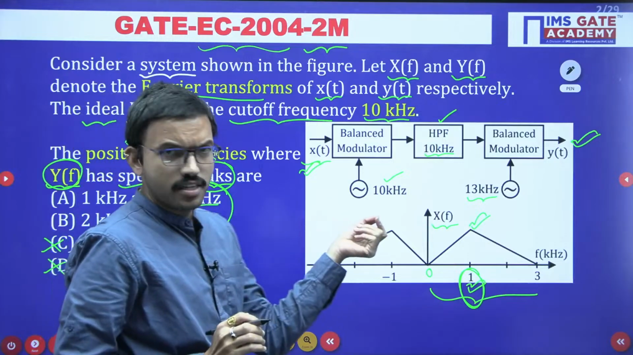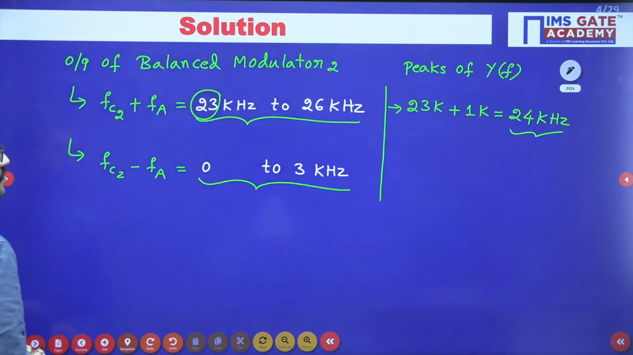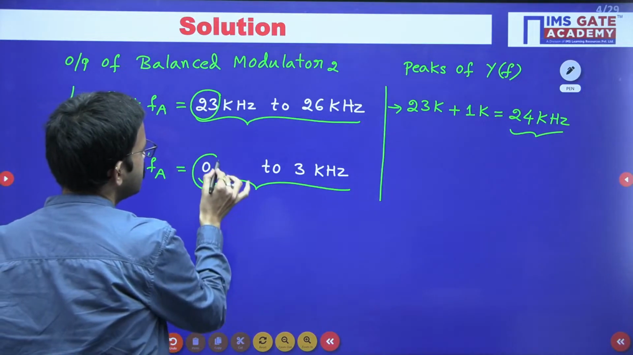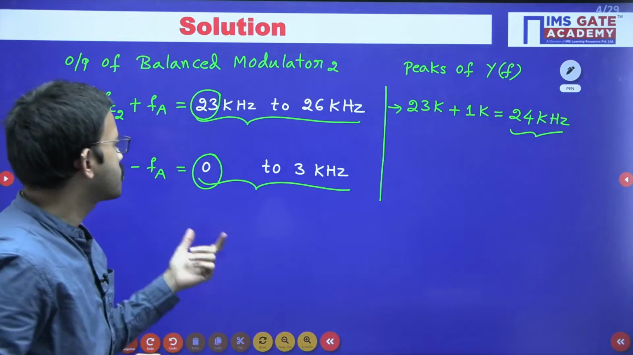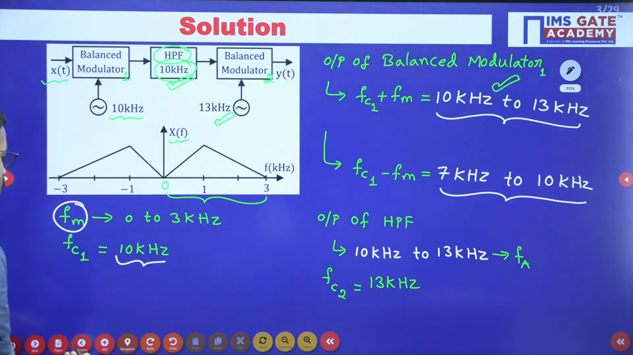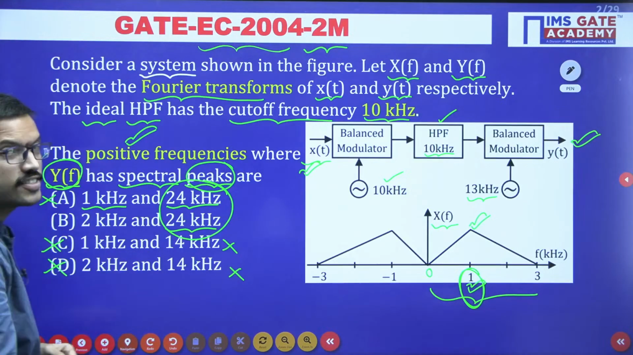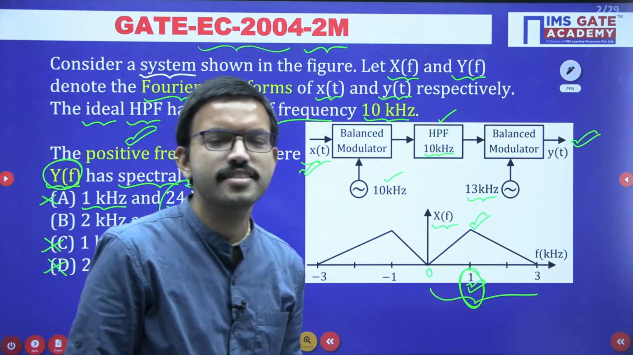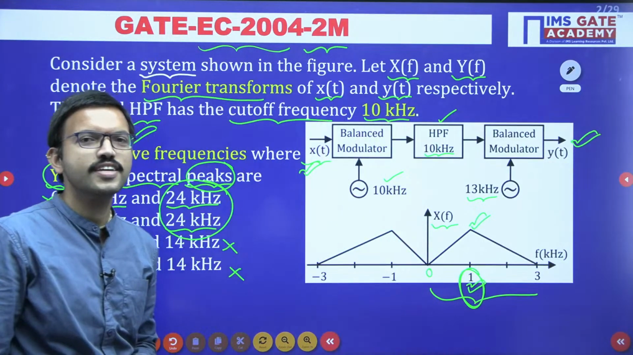Now the same logic some of you might have applied. Because the starting frequency is 0, so 0 plus 1 is 1, right? Because of that, some of you might have chosen option A, but that is wrong. Why? Any guess? Why is option A not correct? Any guess? This is an interesting question.